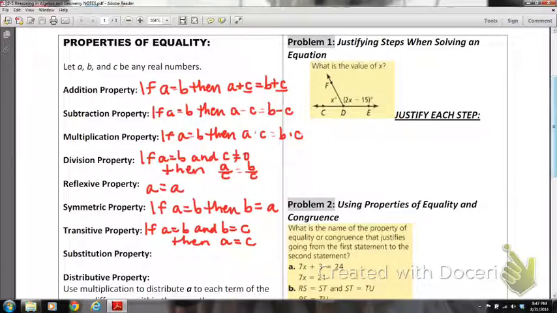Substitution property just says that if A equals B, then B can be substituted for A in any expression. So let's write that. B can be substituted for A in any expression.